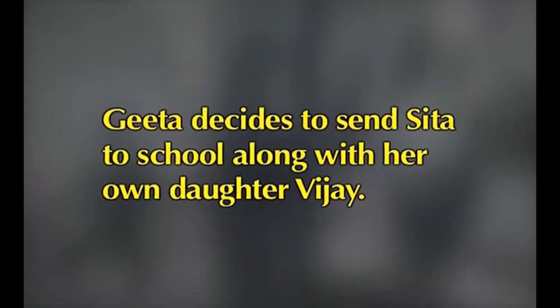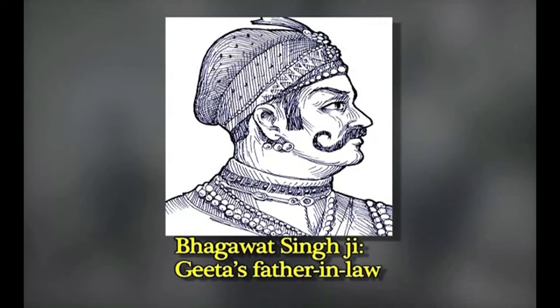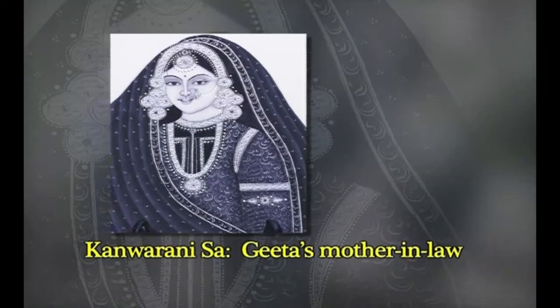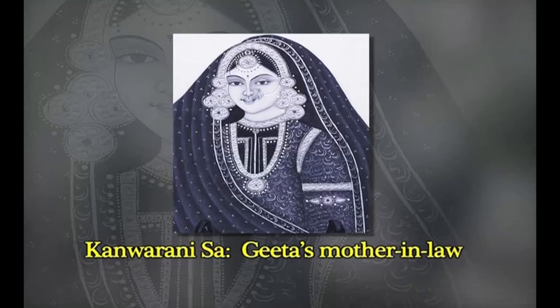Listening to the children's banter one day, Geeta decides to send Sita to school along with her own daughter Vijay. She proposes this to her father-in-law in the absence of her mother-in-law. He promptly agrees. Her mother-in-law feels sidelined at the breach of authority, but can say nothing after her husband's decision. But soon Sita goes to school and is happy.